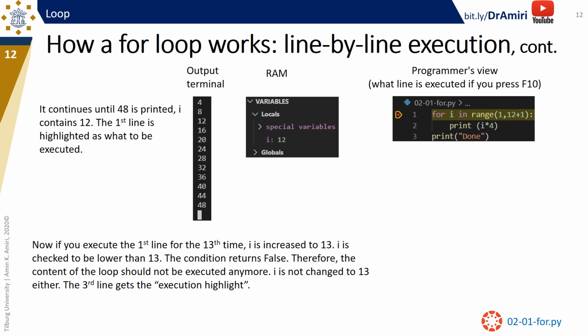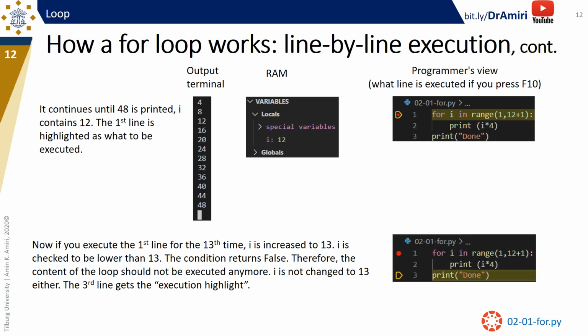That means I has to be increased by 1. I is 12, therefore I will be increased to 13. The condition is checked to see if I is lower than 13. I is 13, which is not lower than 13, therefore the content of the loop should not be executed anymore. I is not changed to 13 either. The third line gets the execution highlight.